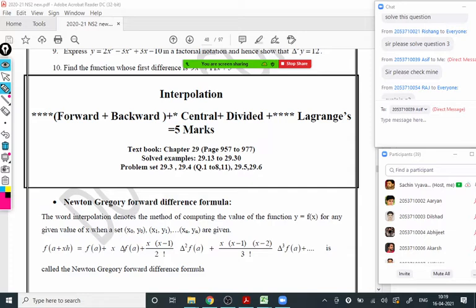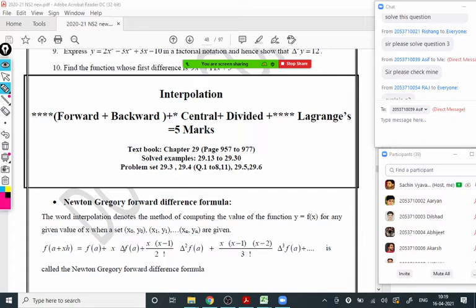Central and divided interpolation are optional methods for the same purpose. Because of that, they are not coming in the exam. That may be the reason. But yes, these are a few more methods for interpolation purposes.